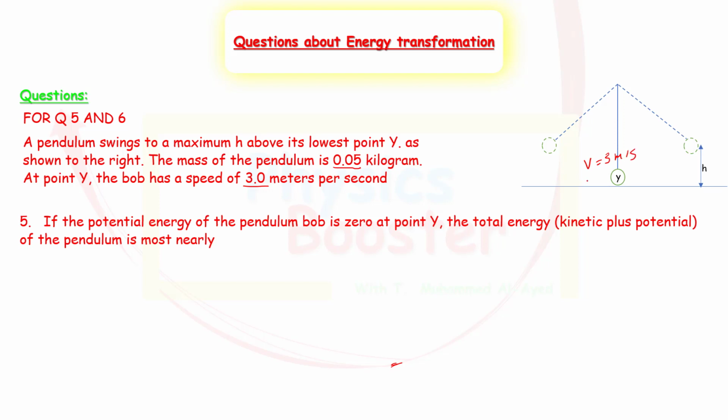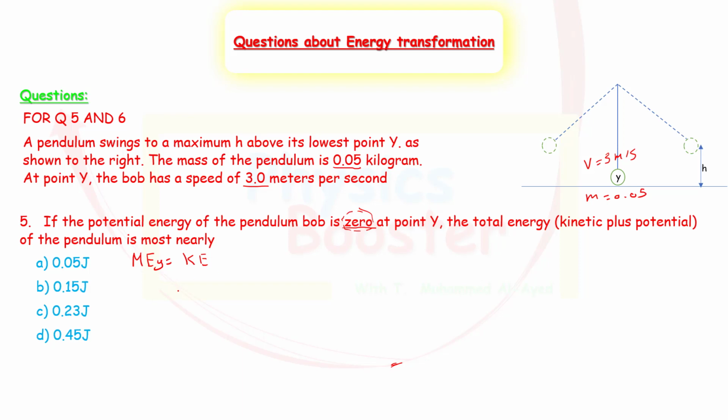And we already have the mass. The mass is equal to 0.05. Now, if the potential energy of the pendulum bob is 0 at point y, so at point y there is no potential energy, and it's clear because it is almost on the ground. It's asking me to find the total energy, the kinetic plus potential. But we already know that the total energy, or the mechanical energy, at location y will be equal to only kinetic energy, because it already mentioned in the question that the potential energy here is 0 and there is no spring that has elastic potential energy.